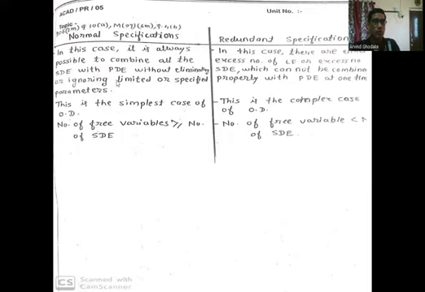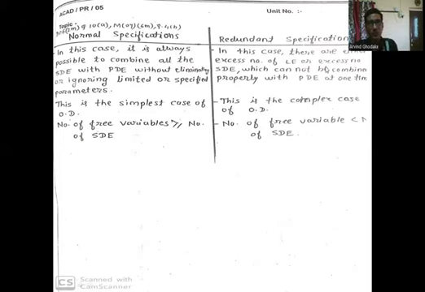Now for normal specification, we will take the comparison of what is meant by normal specification and what is meant by redundant specification. So here in this case, it is always possible to combine all the subsidiary design equations with the primary design equation without eliminating or ignoring the limited or specified parameter. So this is the simplest case of optimum design. So the number of free variables is greater than or equal to the number of subsidiary design equations.